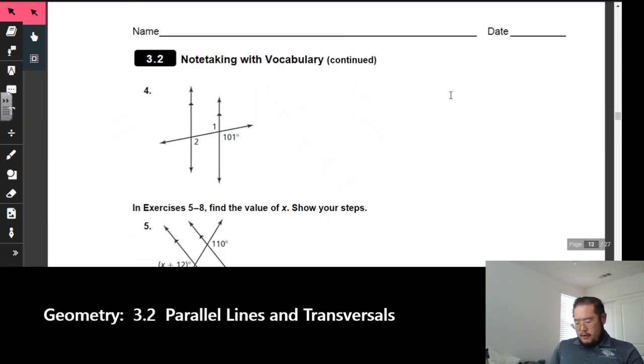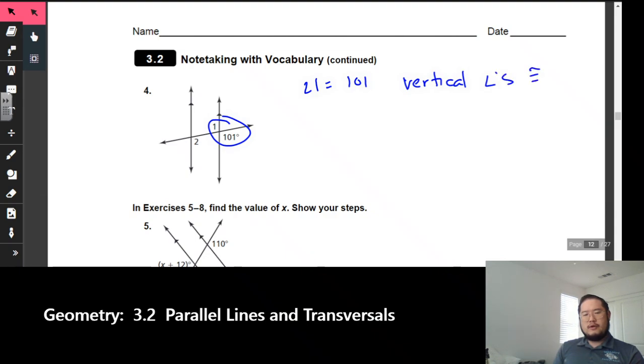Let's go ahead and move on to number 4. Angle 1 should be 101 degrees. They are vertical from each other, so we've got vertical angles are congruent. And now that we know this is 101, there's two ways we could find angle 2, which is also 101, and that is because we have corresponding angles.